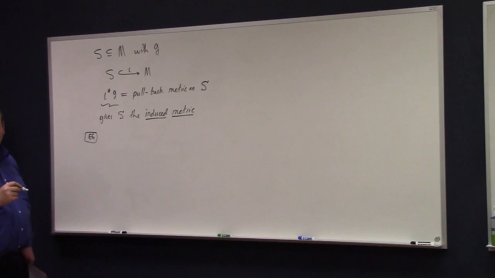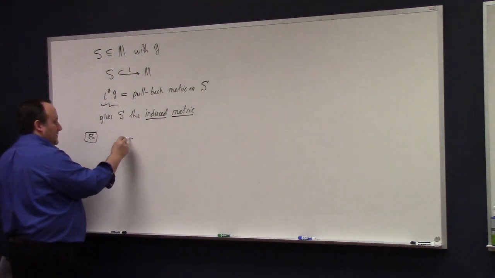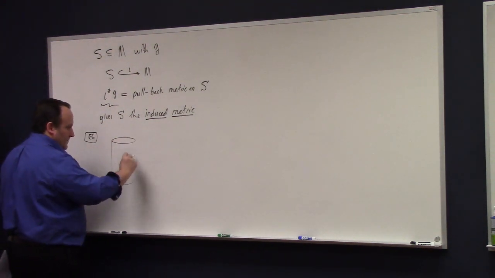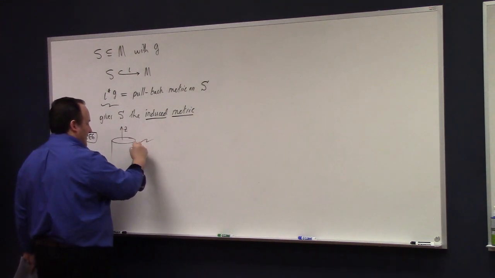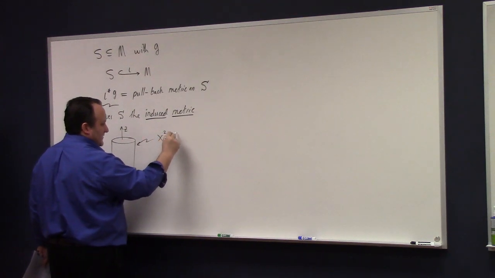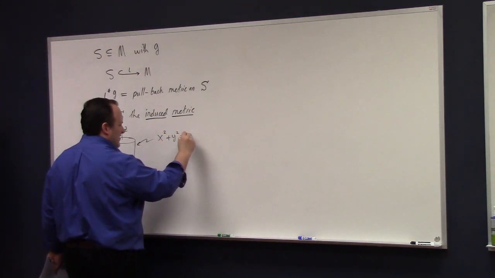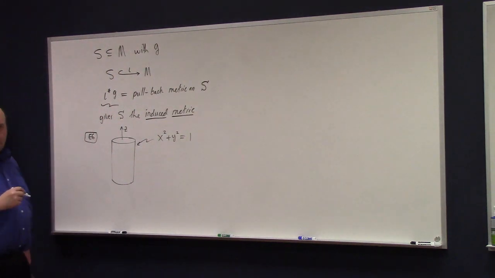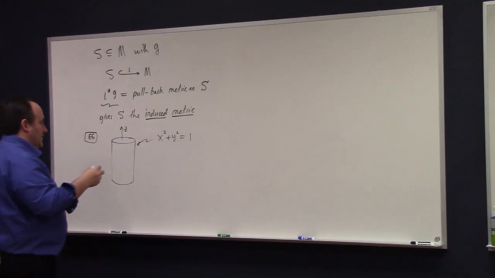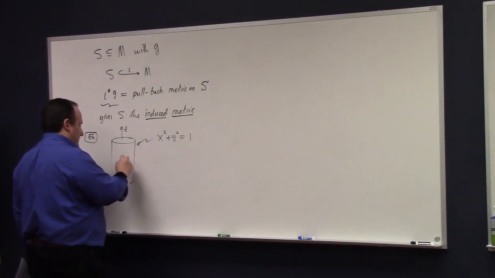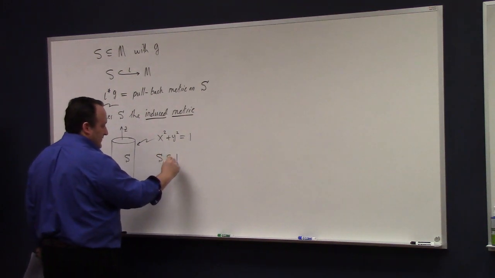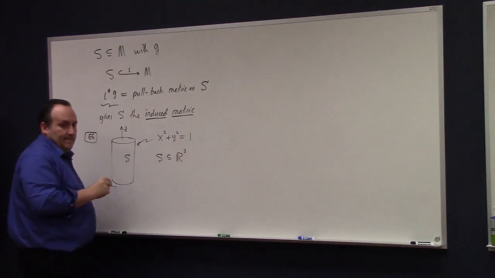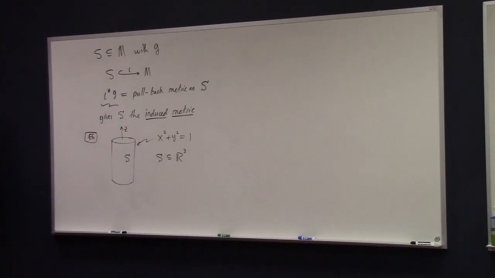All right, how about this? You guys know this equation, the equation of this guy is what? x squared plus y squared equal to what? Let's say 1. And of course this is, let me call this S, right? S is a submanifold of R^3, right?